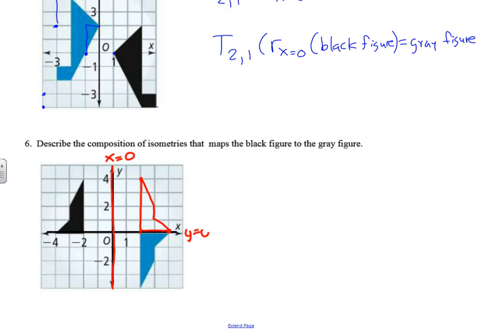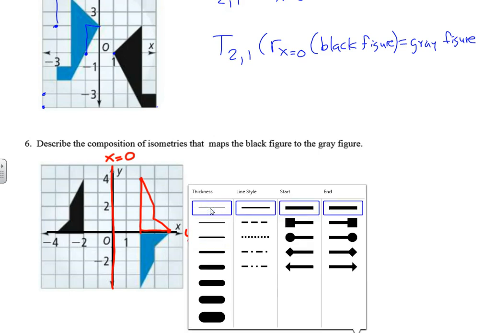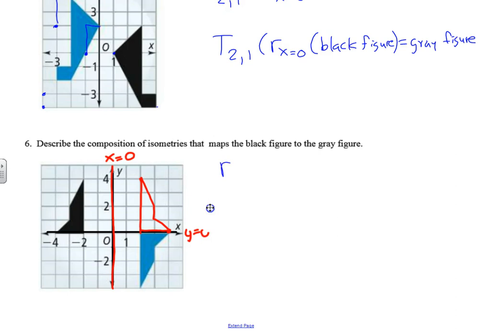So if we did a reflection in the line y equals 0, following a reflection in the line x equals 0 of the black figure, that's our pre-image, we would equal the gray figure. Hip, hip, hooray.